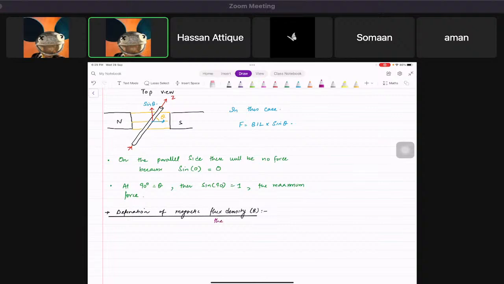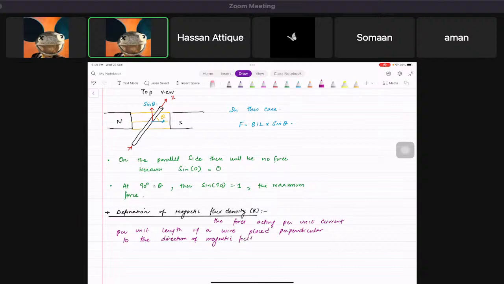So this definition would be the force acting per unit current per unit length of a wire placed perpendicular to the direction of magnetic field.